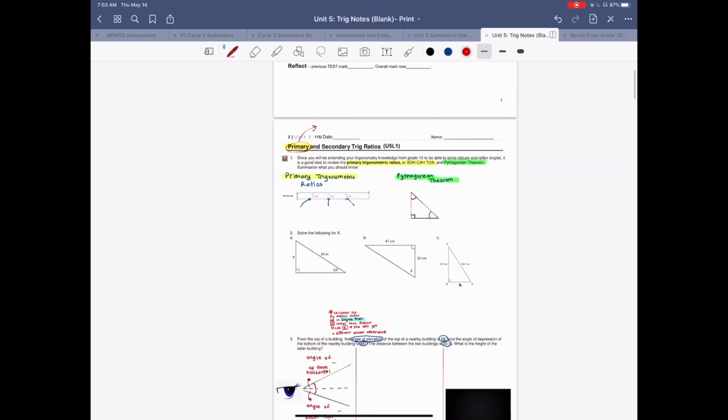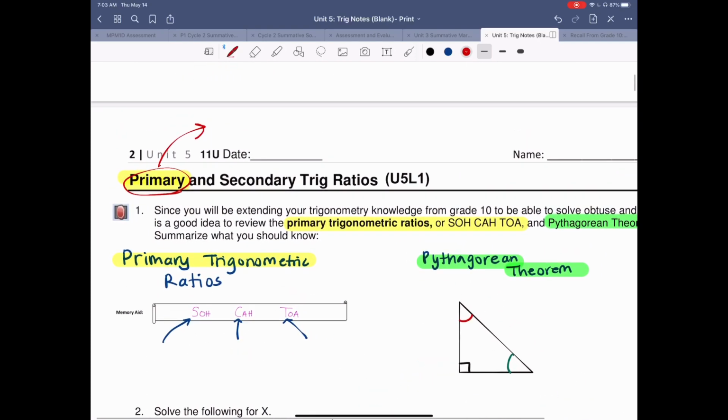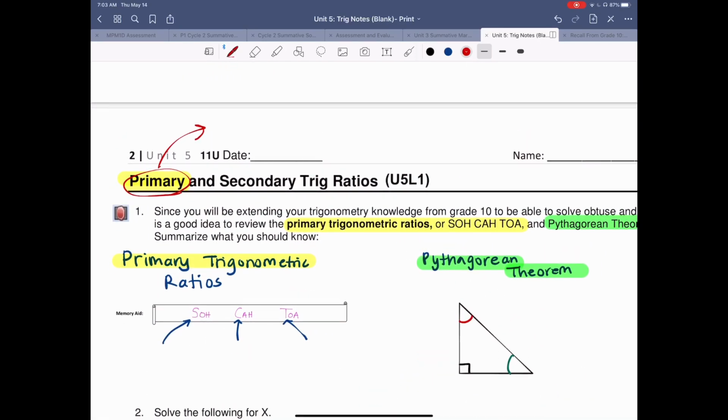So this whole first page is review, but at the very end, it does go through the harder question from grade 10, and then we go on to the newer stuff. So the primary ratios are, as we saw from the other page, the sine, the cosine, and tangent.